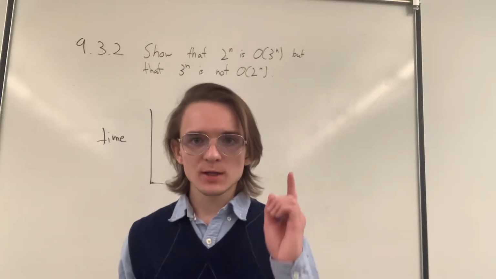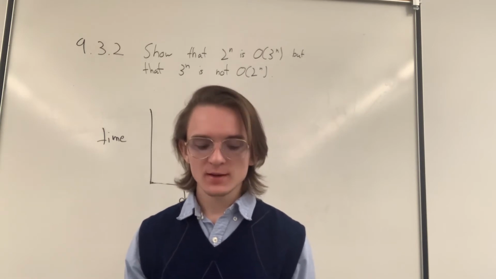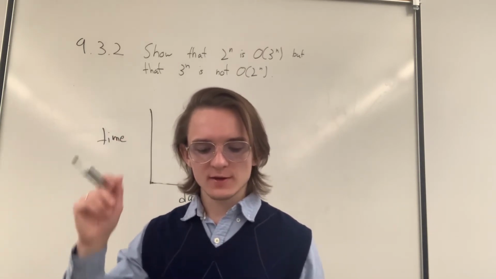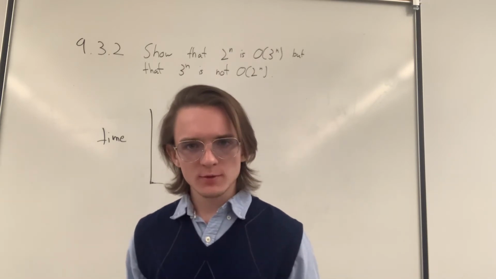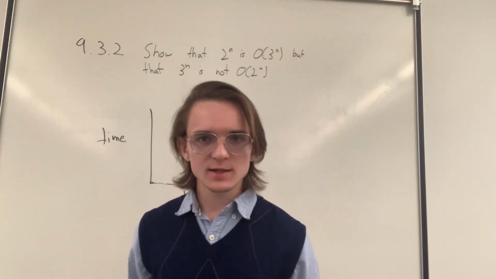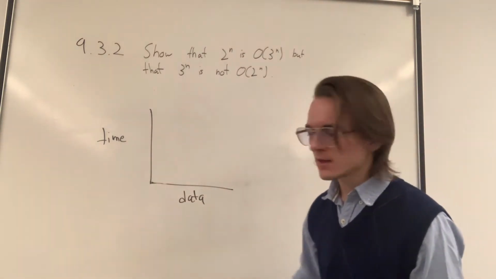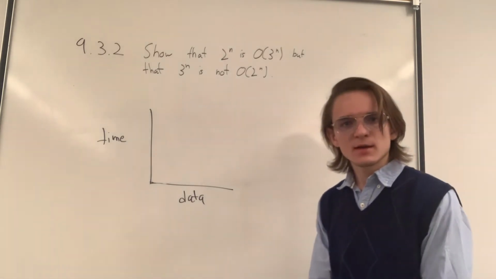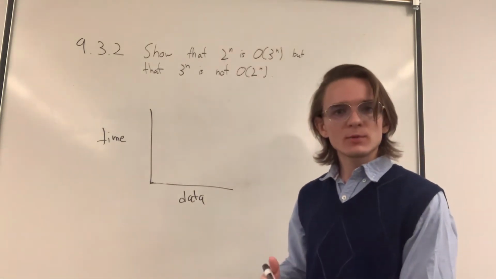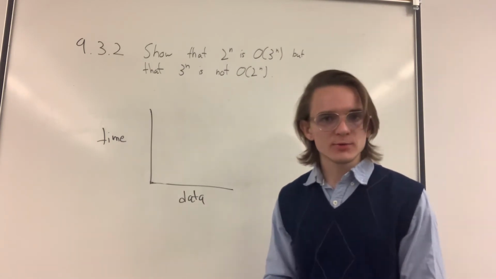All right, so now this question is actually two different problems. So let's begin with the first part. Show that 2 to the power of n is big O of 3 to the power of n. And we can do this with a direct proof, and I think it's most easy to visualize if we plot the growth rates on this kind of grid. So on the bottom we have data, and on the y-axis we have time. Now what would the function 2 to the power of n look like? Well, the growth rate would look like this.